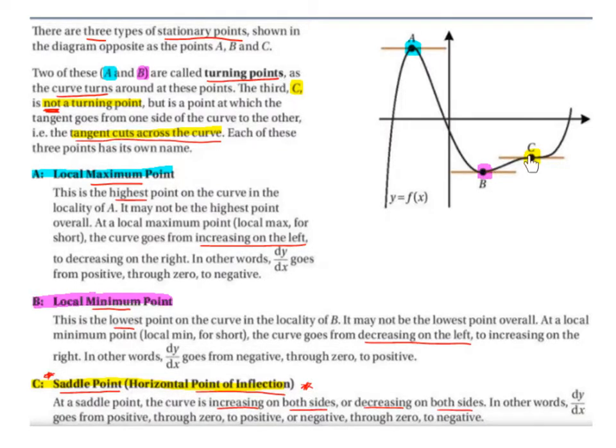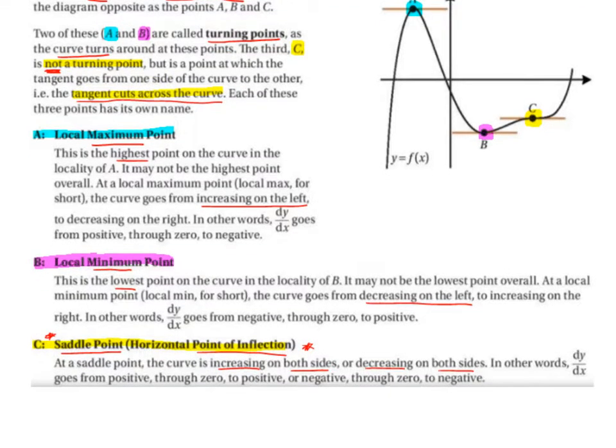C is a saddle point. It's a horizontal point of inflection. At a saddle point, the curve is increasing on both sides or decreasing on both sides. In other words, dy/dx goes from positive through 0 to positive, or negative through 0 to negative.